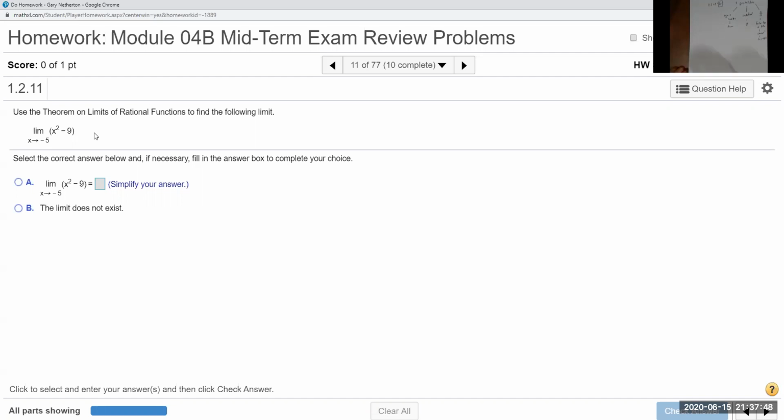So this is number 11. So this is the limit as x approaches -5 of x squared minus 9. I'm going to skip to the next problem.